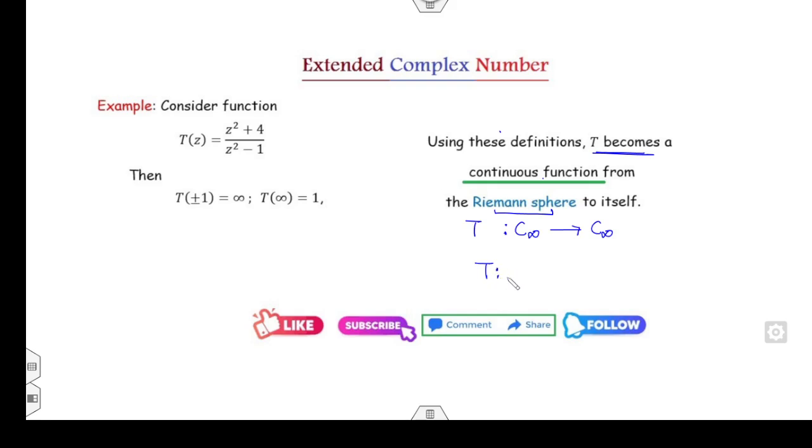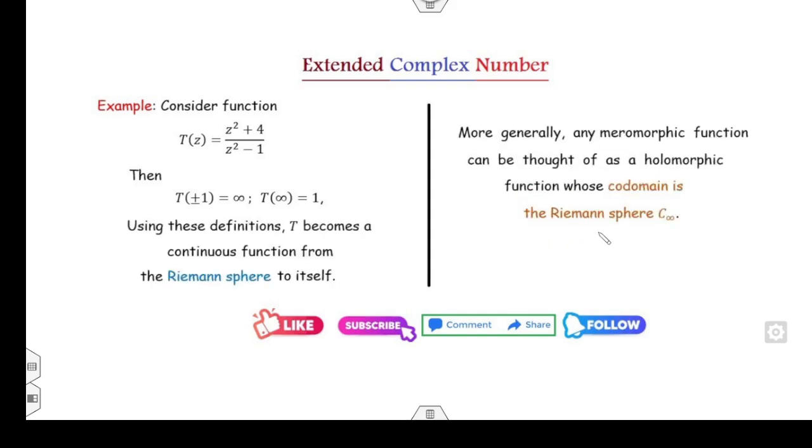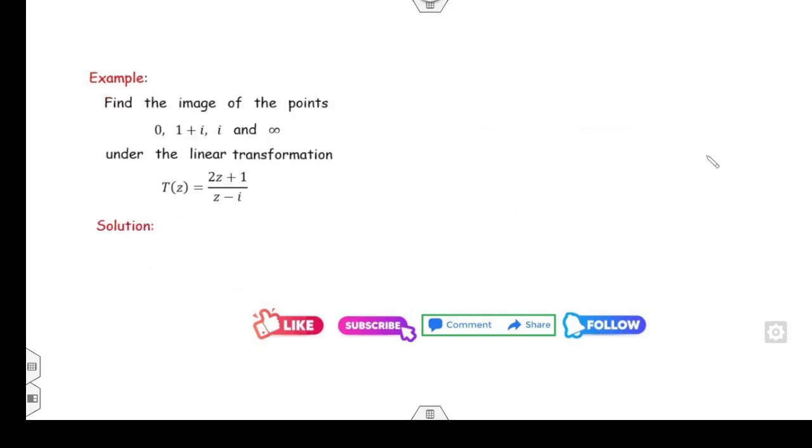While T is not a continuous map from C to C, it is a continuous map from the Riemann sphere or extended complex plane to the extended complex plane. Or we can say any meromorphic function, if we take the codomain as the Riemann sphere, we can extend it to a holomorphic function. Now, can you find the image? Image means if W is equal to T of Z, then W is my image.